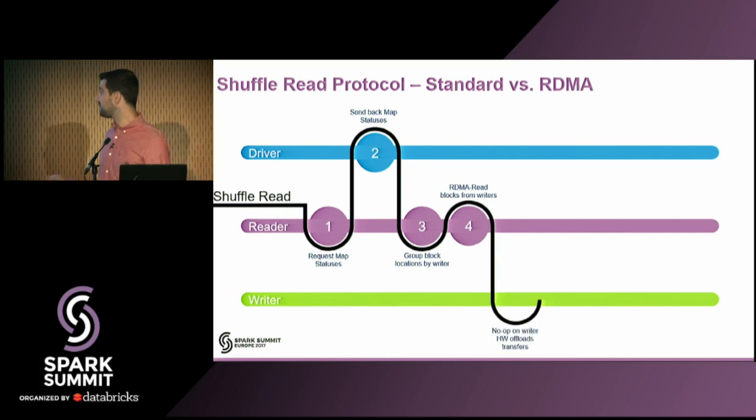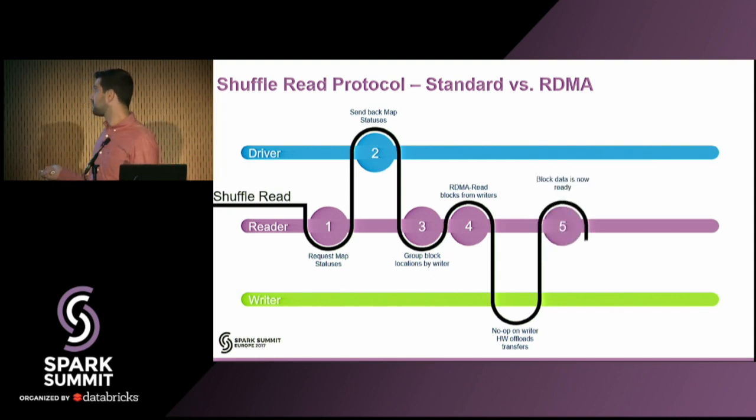So the next step is to just read these pieces of memory. Since we don't have any software involved here, the writer doesn't have any kind of operations in Java, or in software in general. Everything is offloaded by hardware, and that reduces a lot of the load on the writers. And again, readers and writers are basically executors. So this reader is also a writer, and this writer is also a reader. That lets that writer do its read tasks much faster.